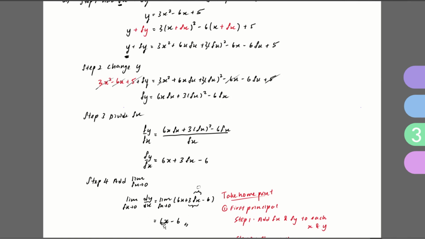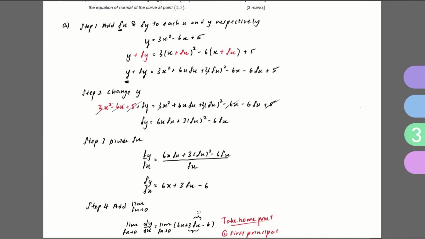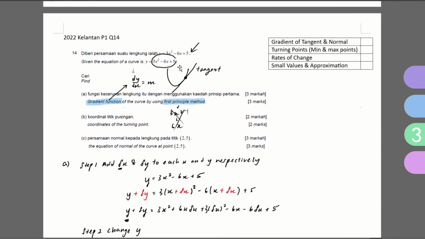So we can double check 6x minus 6 using the shortcut way of differentiation with this equation. So let's check. If differentiating 3x squared, we need to multiply the number and the power, and power minus 1. And here we just pull the number. Plus 5 we can just ignore. So it's the same as our answer.